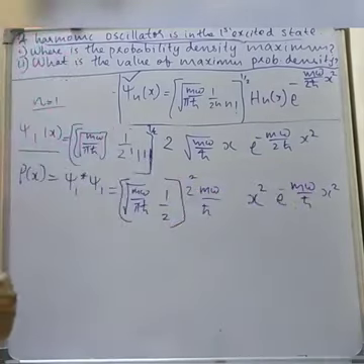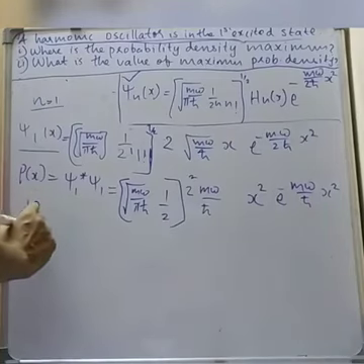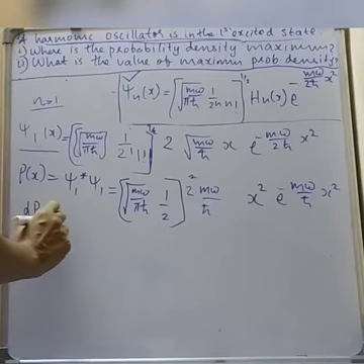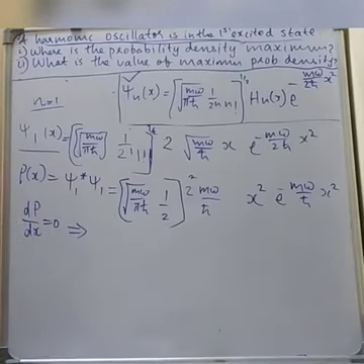Okay, now we have to find the maximum value. dP by dx is equal to 0. At which value of x is this probability maximum?